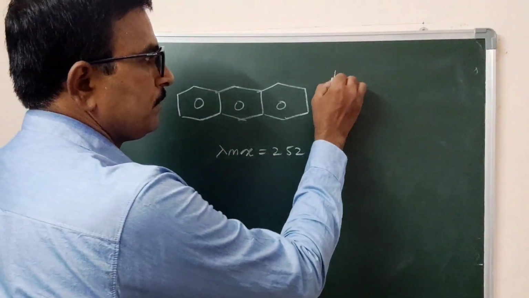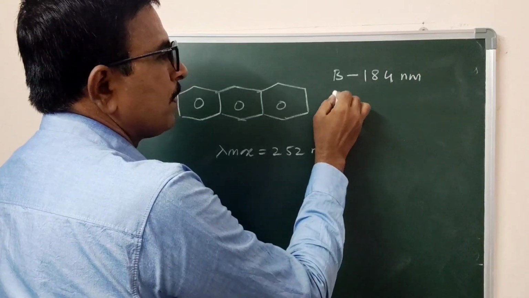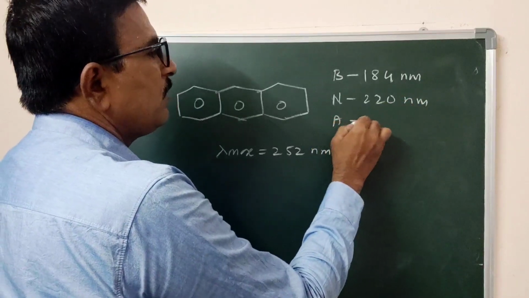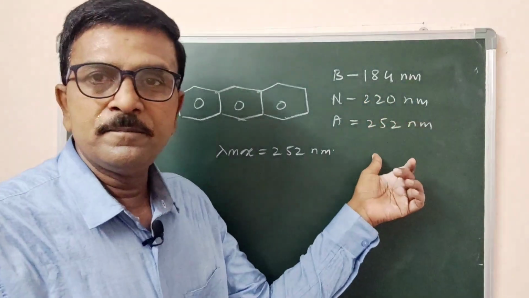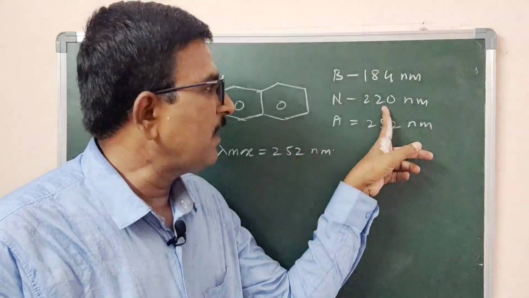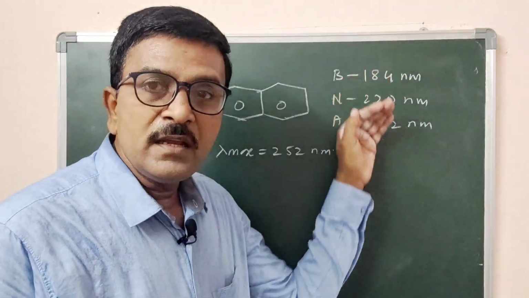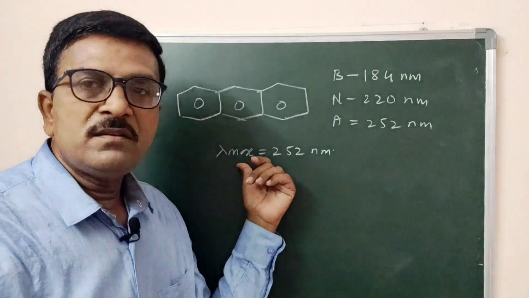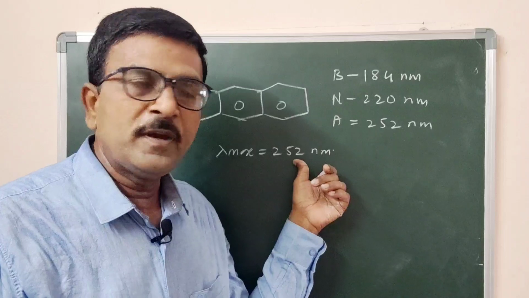For benzene it is 184 nanometers. For naphthalene it is 220 nanometers. For anthracene it is 252 nanometers. You can check the statement. Benzene primary band 184, naphthalene 220, anthracene 252 nanometers. So with increasing conjugation, absorption maxima also increases. In the case of anthracene, we can observe only the primary band, that is at 252 nanometers.